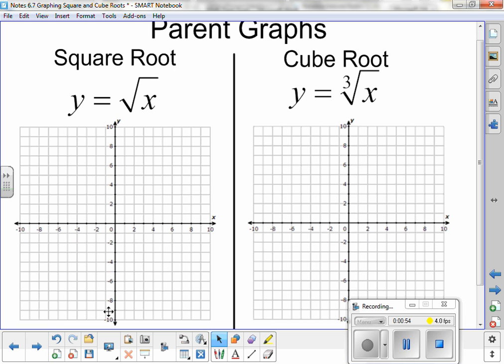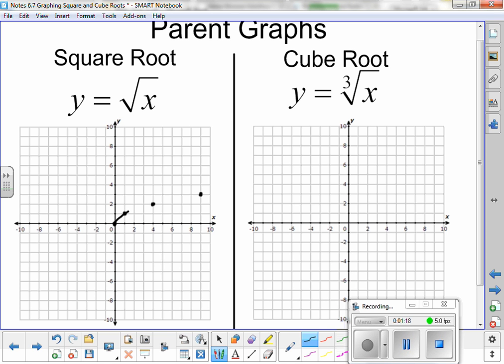Parent graphs of this. So just thinking of square roots, if you plug in a 0, you get a 0. Square root of 0 is 0. So square root of 1 is a 1. Try to pick nice and neat numbers. So like 2 is an irrational number, so is 3, but 4 you can find the square root of. Square root of 4 is a 2. Next one would be a 9, which would be a 3.